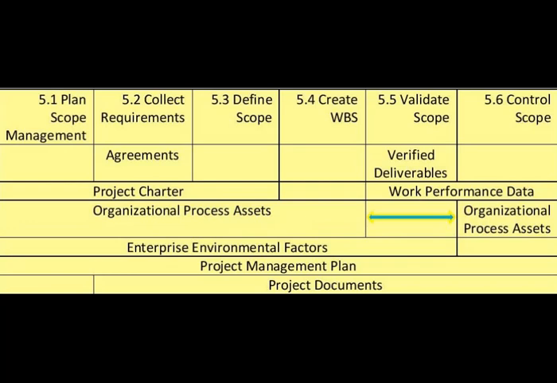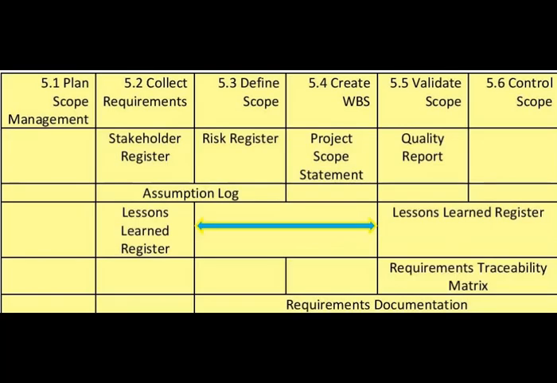All of the following are inputs to the plan cost management process except: A. Work performance data, B. Project charter, C. Enterprise environmental factors, D. Organizational process assets. Question 23. All of the following are inputs to the control schedule process except: A. Work performance data, B. Agreements, C. Enterprise environmental factors, D. Organizational process assets. Question 24.